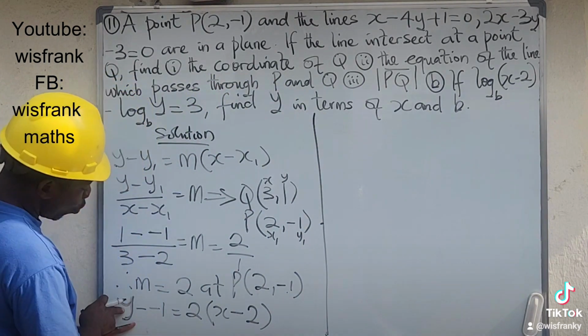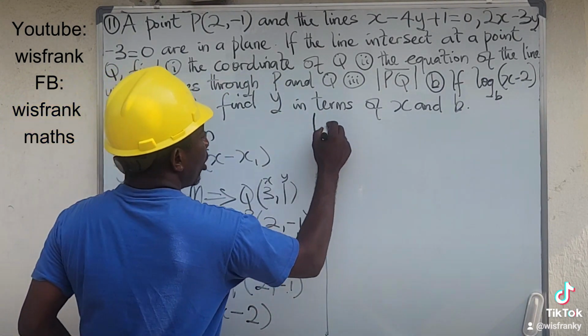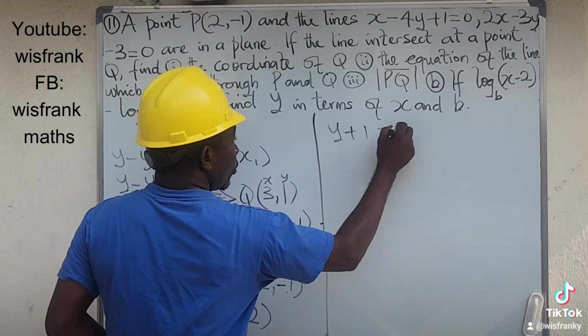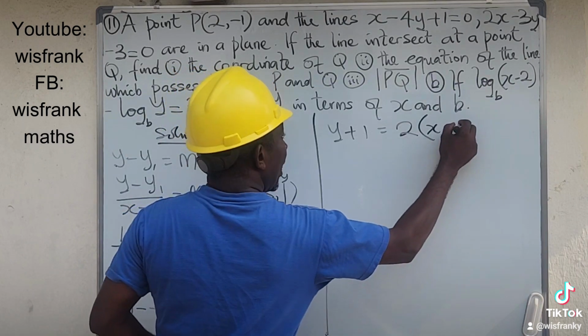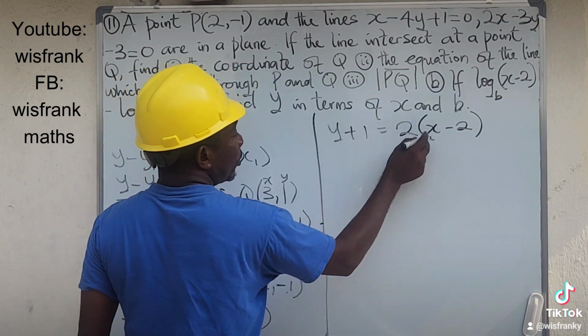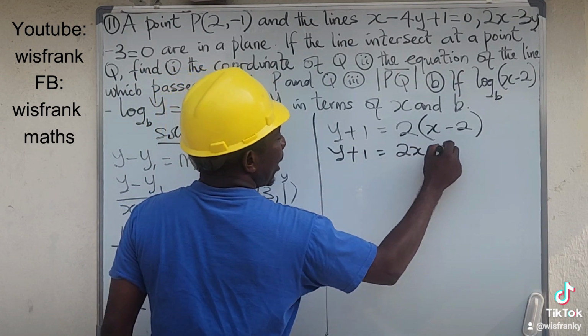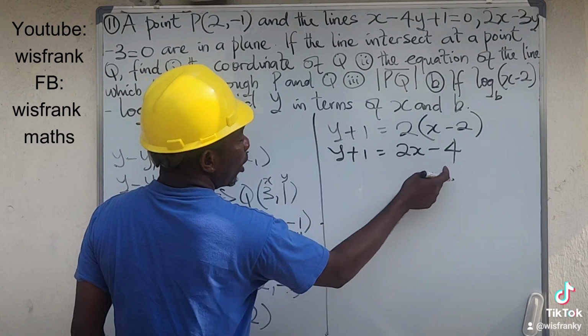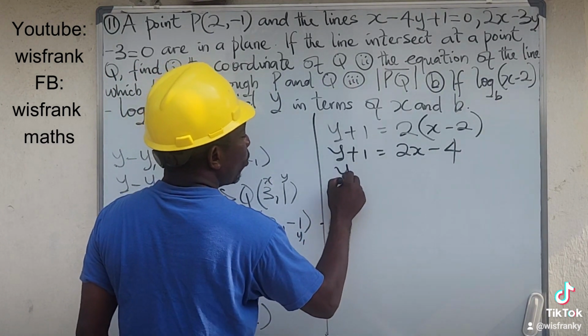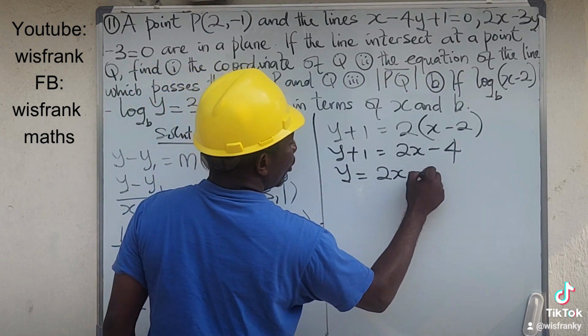So when we have this, y minus minus 1 will become y plus 1 equals 2 into x minus 2. Then we need to expand this, so we have y plus 1 equals 2x minus 4. In this case, we will collect like terms. When we collect like terms, we have y equals 2x minus 4.